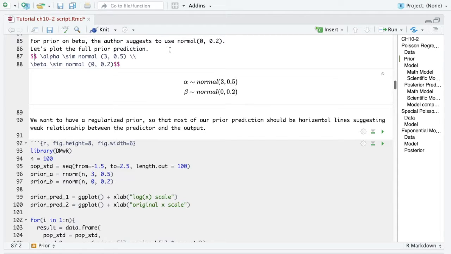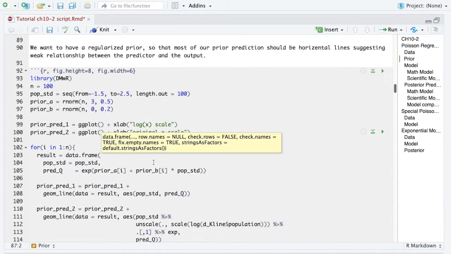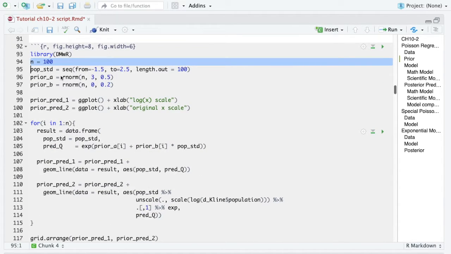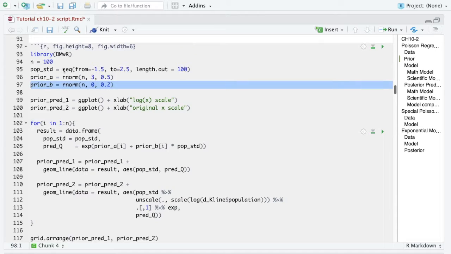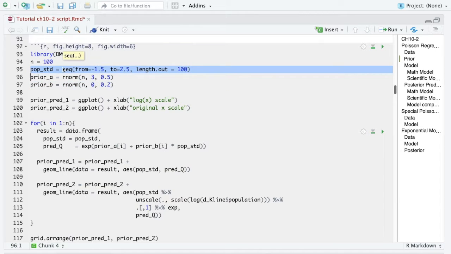And let's plot some prior predictive regression lines for our Poisson regression model. I draw 100 samples from the prior distribution of alpha and beta, and then I use the fake standardized population I just created in the test k-line data frame as our testing data.